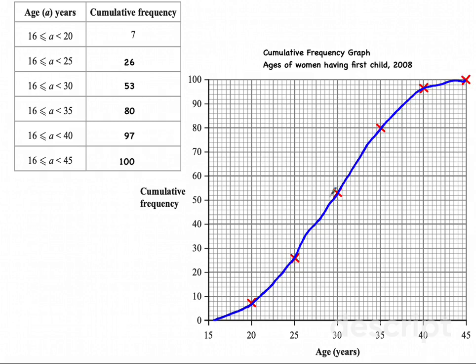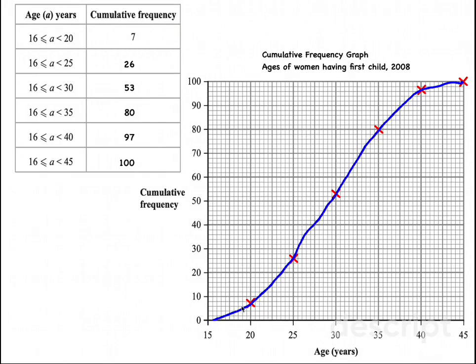Now, this is the classic shape of a cumulative frequency graph. It's a rather elongated S shape. Notice the cumulative frequency graph is constantly rising. If you plot a cumulative frequency graph and discover it goes up and then comes down, you'll know that you've made an error and that you will need to check your cumulative frequencies and where you've plotted those points until you get this classic elongated S shape.